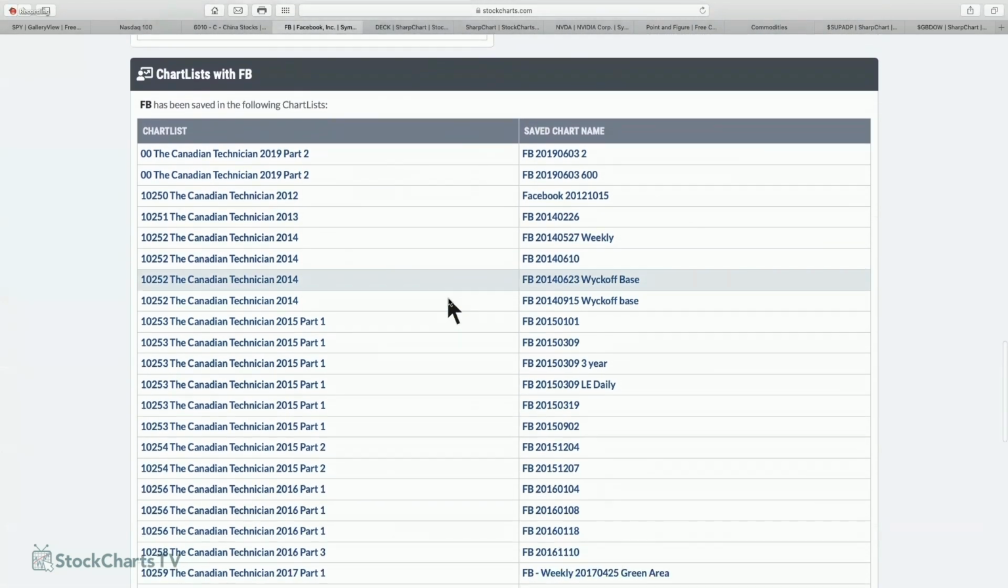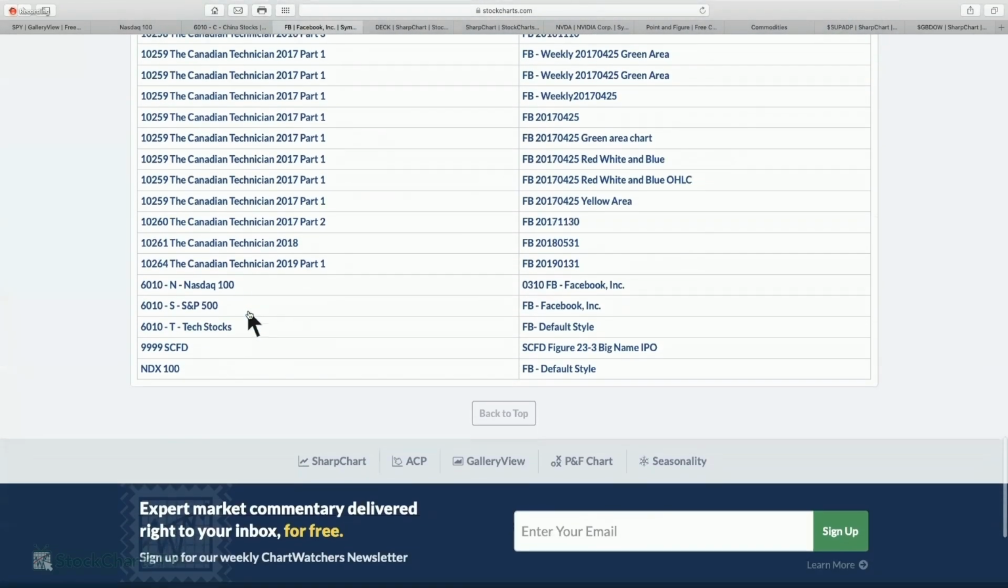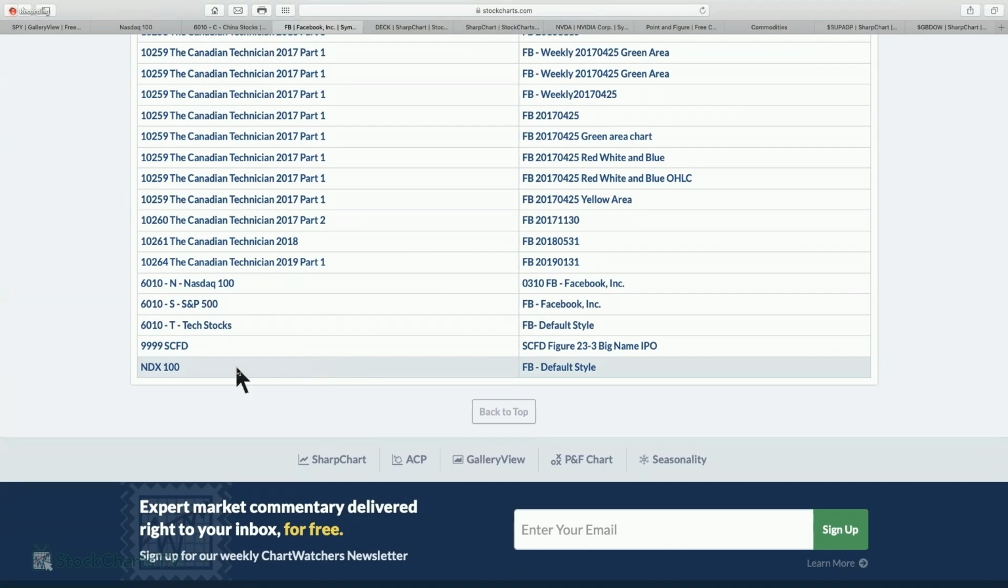And then any chart lists I have with Facebook in them, and this goes all the way back, all of the blogs I've written, I always save the charts in one blog. So anyway, they're all sitting in here, and I had numerous versions of Facebook, and as you go through, you'll see Amazon or whatever. But I think the clue on this single page is your ability to move around.